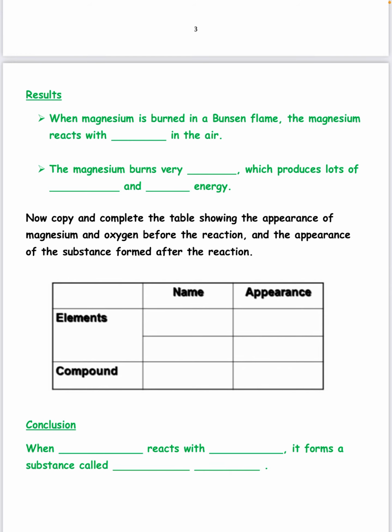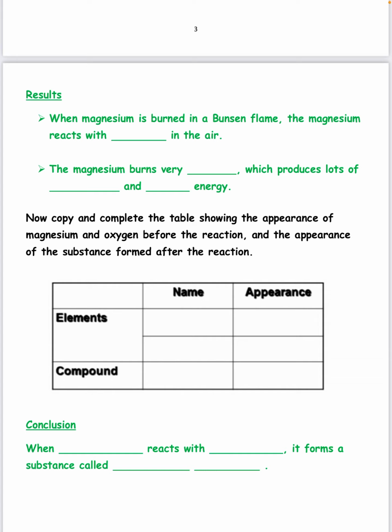Now for the results, you're obviously going to have had a look at what's happened in the video, and you're going to fill out what's happening when the magnesium is burned. So it reacts with something in the air, and the magnesium burns something, which produces lots of something and something energy. So I'll not give away the ending. You can have a look at the video and see for yourself what you think the answers to that are. I should note that I'll post the solutions later on in the week, so you can still check to see how you did without submitting your work.